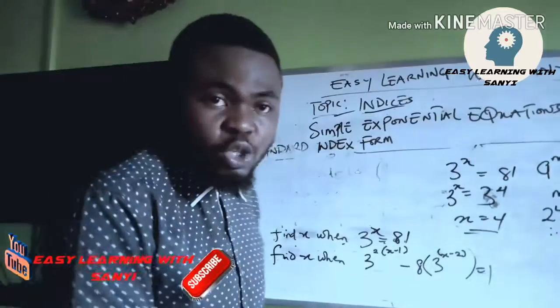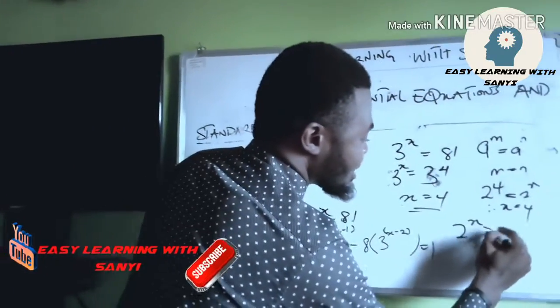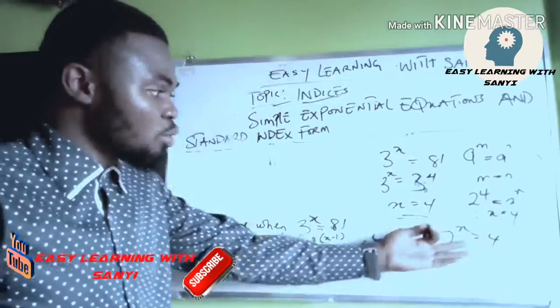Like for example, now you are given a question like this. You are given 2 raised to power x is equal to 4. How do you solve this kind of question? They tell you to find x.